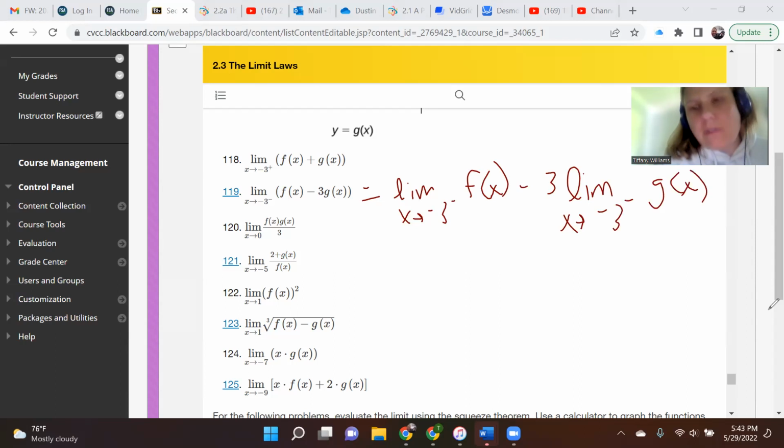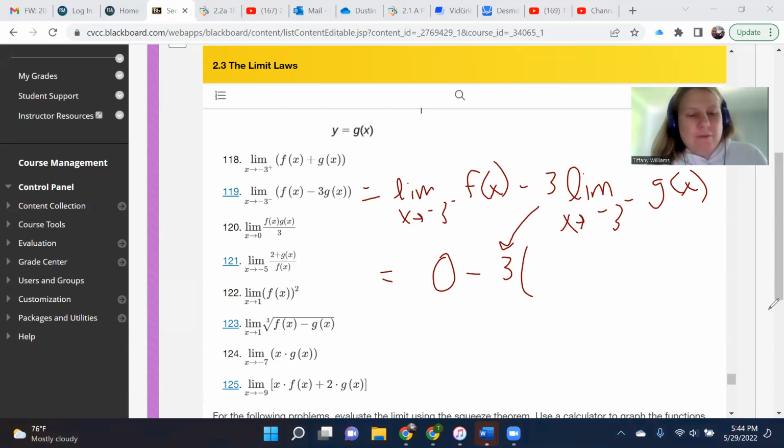And so we come up with the values. We said the limit as x approaches -3 from the left of f of x was going to be 0, minus that 3 is just going to come down because that's our constant. And then the limit as x approaches -3 from the left of g of x was a -2. So if I work my math out here, I am going to end up with a +6.